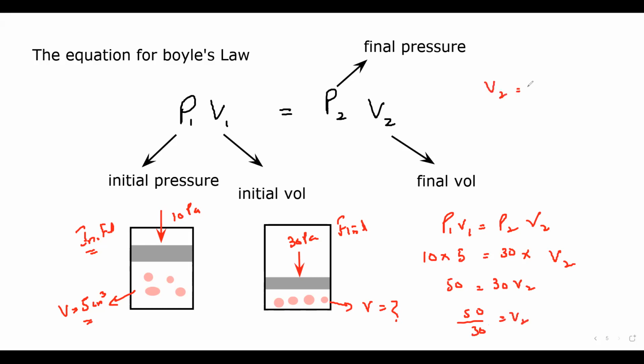So when 50 is divided by 30, 0 will cancel with 0. So it will be 5 divided by 3, that's equal to 1.66. So the final answer will be 1.66 centimeter cube. So the volume of the gas which is present is 1.66 centimeter cube. Is it clear?